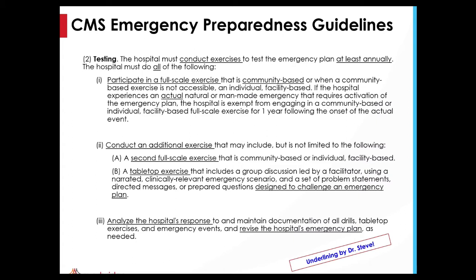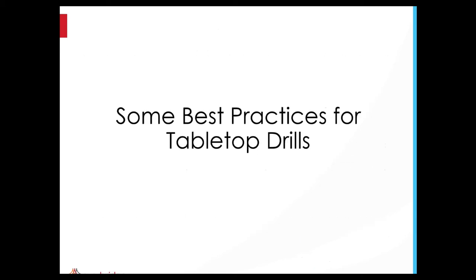For drills and exercises, or they call it testing, you have to do 2 exercises a year. One is a full-scale community-based exercise, and the other one is either another full-scale exercise or a tabletop. And you cannot get credit for actual events. You have to run drills and exercises. And third, and again, most important, is analyze your response. How did you do, and revise your plan and procedures.